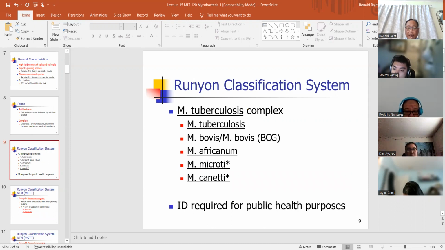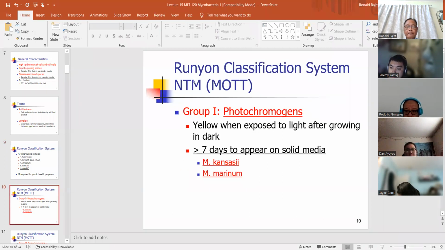The MTB complex, the Mycobacterium tuberculosis complex, includes these species: tuberculosis, bovis, which is the one used for making that vaccine, the bacille Calmette-Guérin, africanum, microti, and canetti. If you're positive for Mycobacterium tuberculosis, that's reportable to public health. They need to track positive patients for tuberculosis.